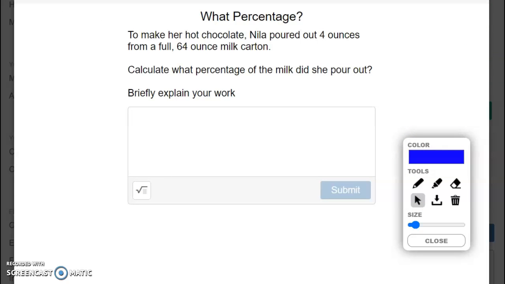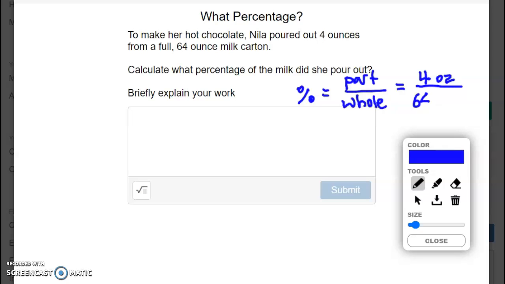Alright, card number 7. To make her hot chocolate, Nina poured out 4 ounces from 64 ounce milk carton. Calculate what percentage of milk did she pour out. So she poured out 4 ounces out of the 64. Now remember, percentage is always part over whole. What is the part that she poured out? She poured out 4 ounces. And what is the whole? That's going to be 64 ounces.